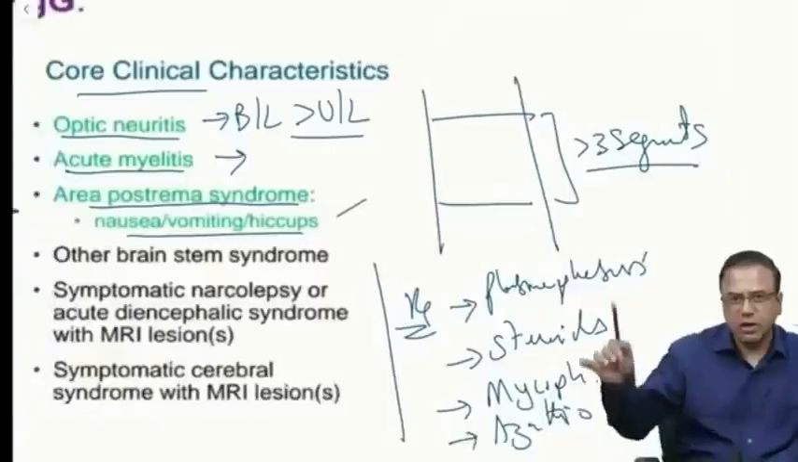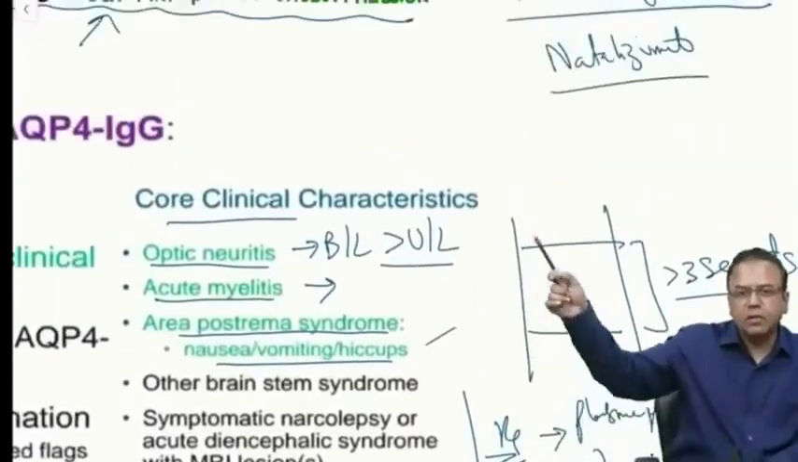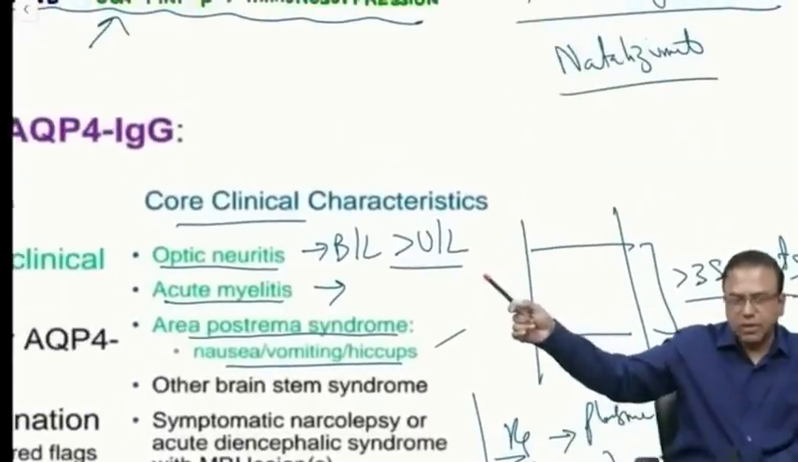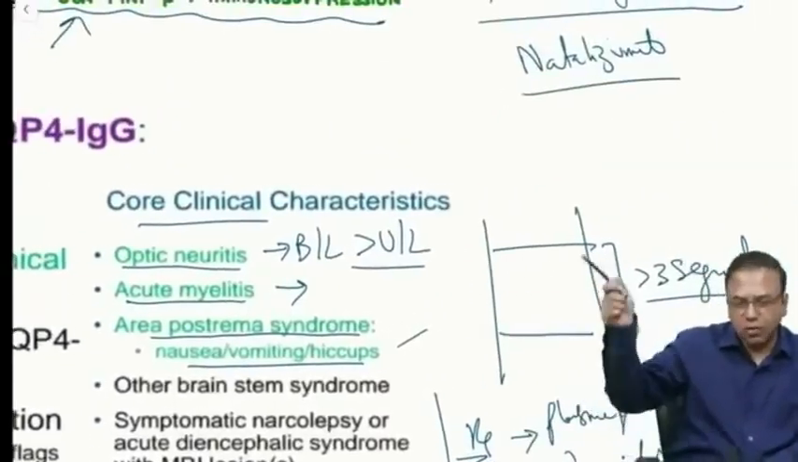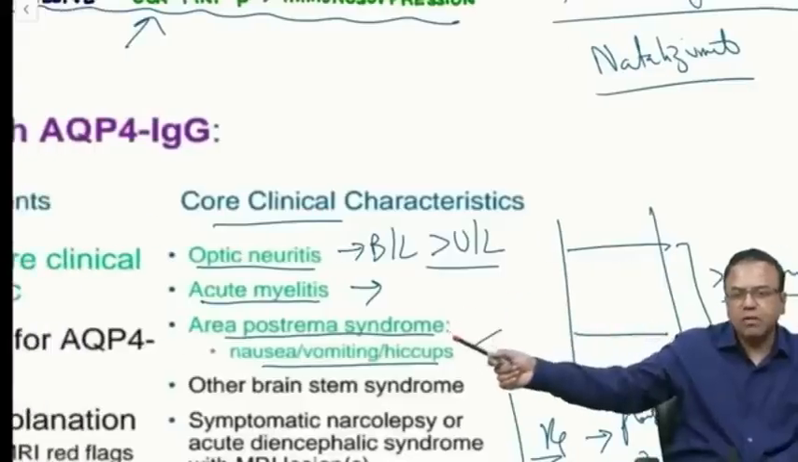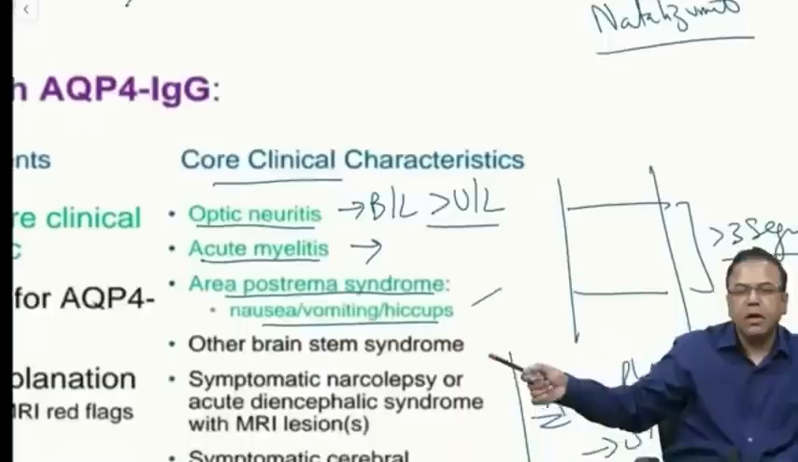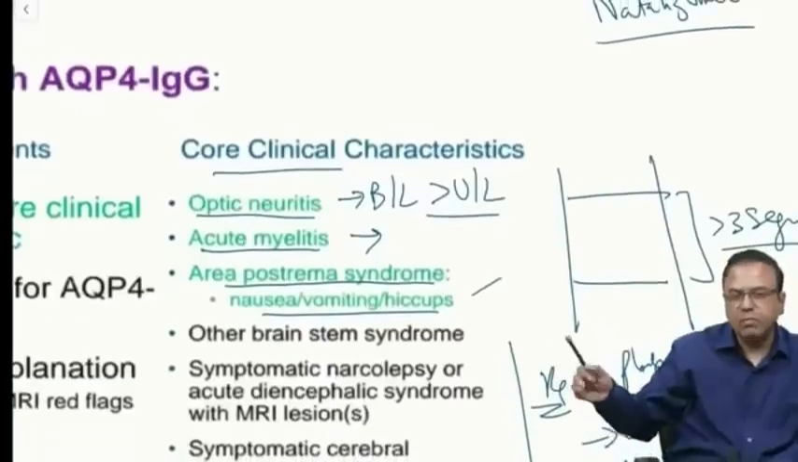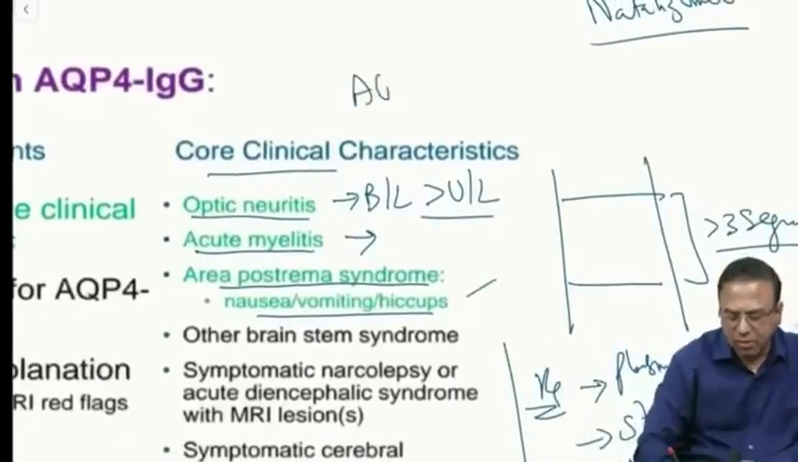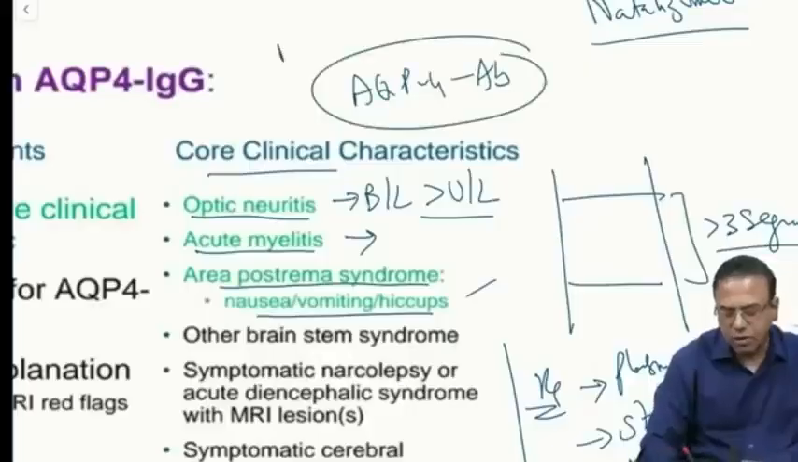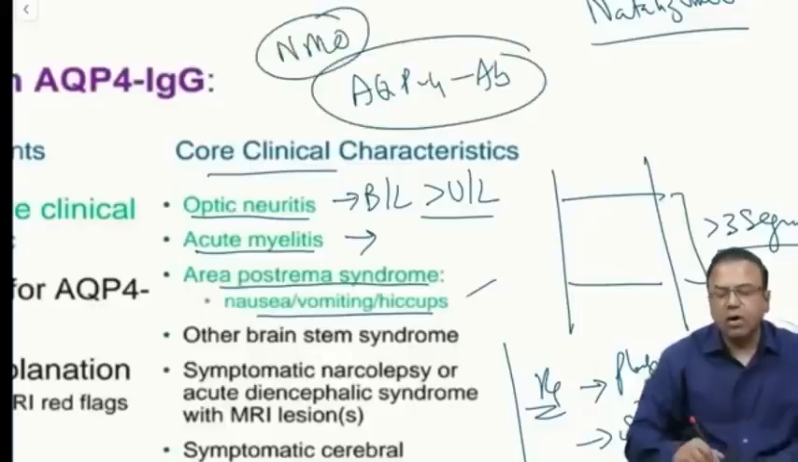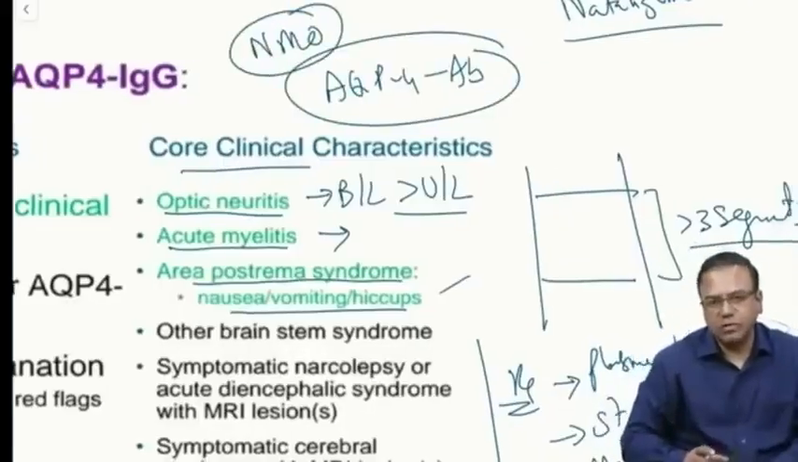So how do you differentiate? Bilateral optic neuritis rather than unilateral usually. Transverse myelitis, when it occurs, involves more than 3 segments. Area postrema will not be involved in MS. Here it is involved, so persistent hiccups. And other features are there, they may not help you. But apart from that, aquaporin 4 antibodies also support the diagnosis of neuromyelitis optica. So all these are the features that you're looking at to make the diagnosis of NMO.